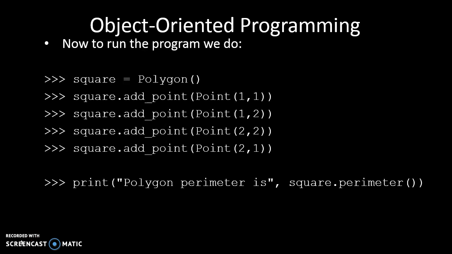How would we call that? What we do is create an instance of polygon called square. Then we'd add a point 1, 1 into vertices, add a point 1, 2 into vertices, add a point 2, 2 into vertices, and then add a point 2, 1 into vertices by using the add point method. And then if we just did square.perimeter, we get 4. The polygon perimeter is 4.